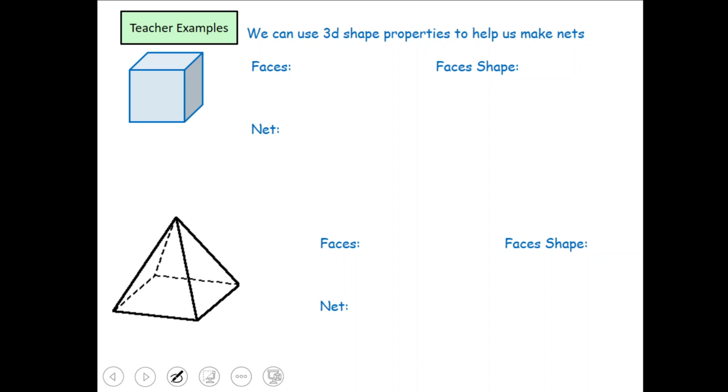So we've got a cuboid here. It's asking how many faces does this cuboid have? And from the previous lesson we should know a cuboid has 6 faces. Now, the second part, it's asking faces shape. So what shapes make a cuboid? You've got a square and you've got a rectangle. So with a cuboid, you have 2 square faces and 4 rectangle faces.